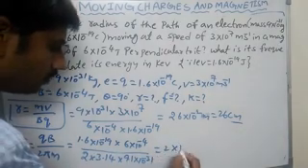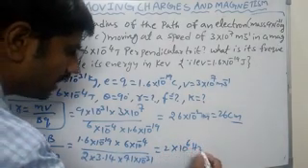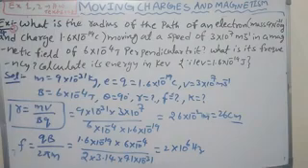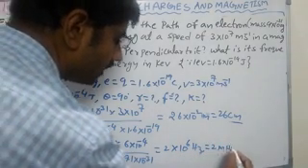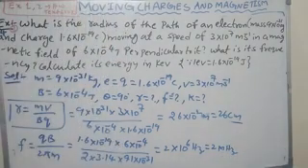2 into 10 power 6 Hertz. Frequency is measured in what? Hertz. So that is what? 2 megahertz you will get. By using a calculator you can simplify. In the board exam, a calculator is allowed.